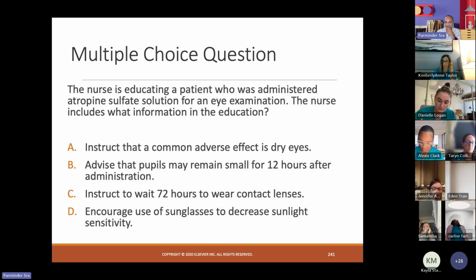Okay, great job. Yes, guys. D is the correct one. Mydriatics cause the pupil to dilate. And when the pupils are dilated, when they go out in direct sunlight, it hurts. So that is the reason you should tell them to wear the sunglasses until the pupil returns to the normal size. That's what happens when they go for a dilated eye exam.